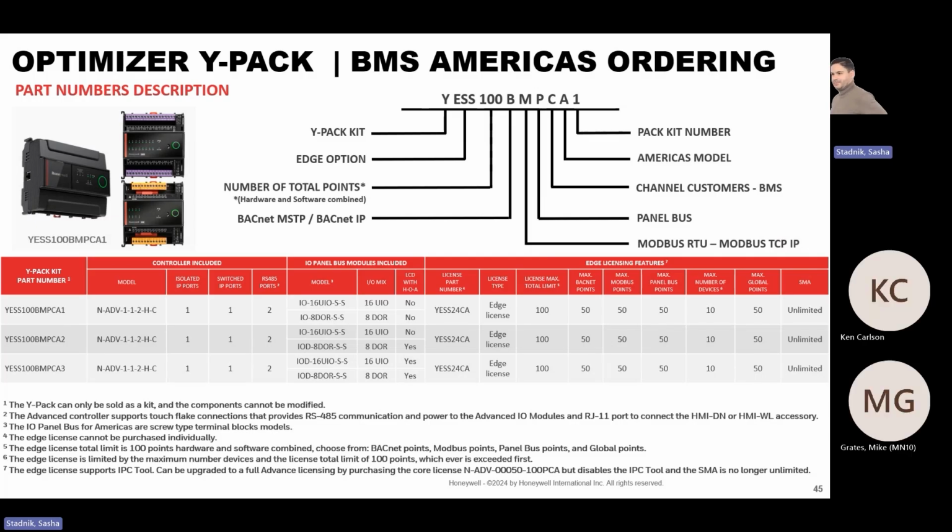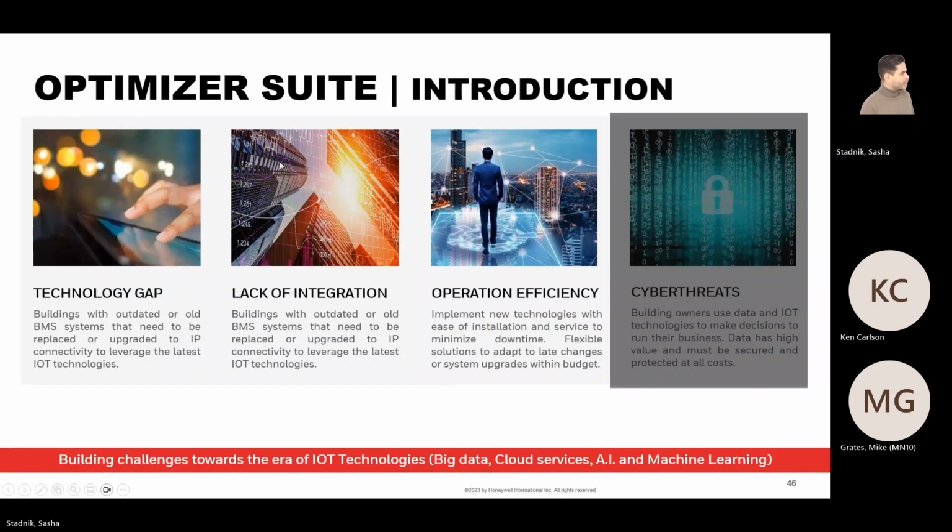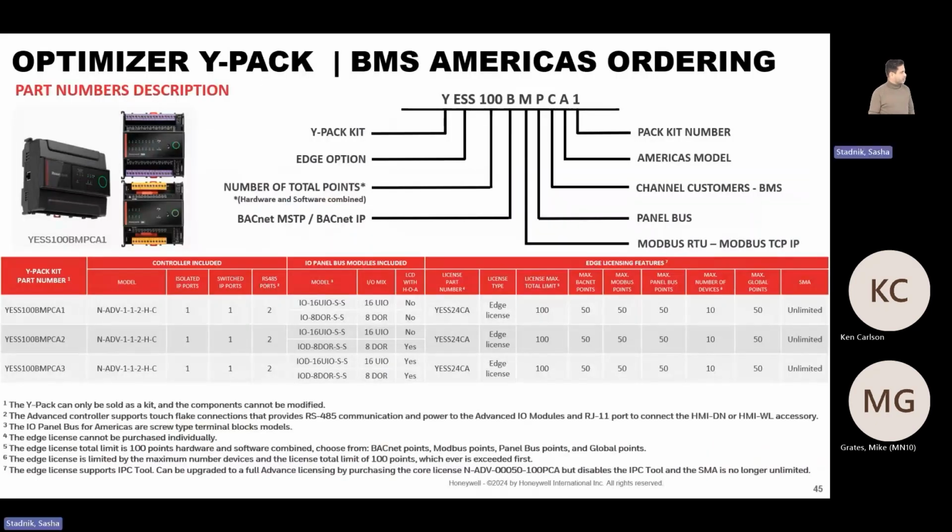Now you have 100 points. But 100 points is a mix of hardware and software. So if you choose 50 BACnet points, then 25 here and 10 there, and then 5 Panel Bus, let's say, you can still go that way, but your limit is 100 points. It's a mix. If you want to expose all those 100 points, then that is what you get. So you have to choose from that edge license, from those 100 points, how many of which type you will have. That is what you'll have to choose.